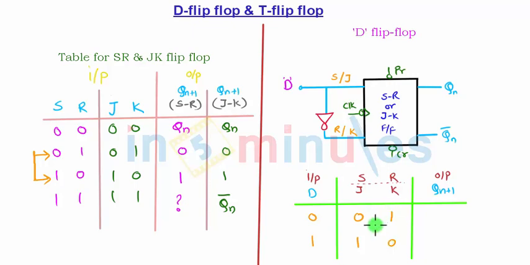So if we see the combination in SR and JK, the combination is 0 1, then it will be a reset condition for both of the cases SR and JK. So output Qn plus 1, that is the next output, will be 0. And in the second case, when SR or JK is 1 0, that is a perfect set condition for the flip-flop, so output will be set, that is nothing but 1.